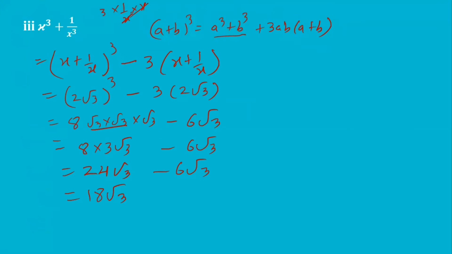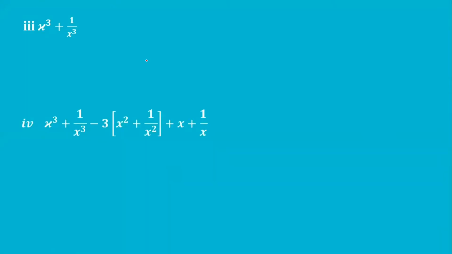The next part of this question. So we had got the value of x cube plus 1 upon x cube as 18 root 3, remember. Now let us put the values over here. So x cube plus 1 upon x cube, we have got 18 root 3, minus 3 times x square plus 1 upon x square, the value we had got was 10, and x plus 1 upon x, the value was 2 root 3. So let us add this all.